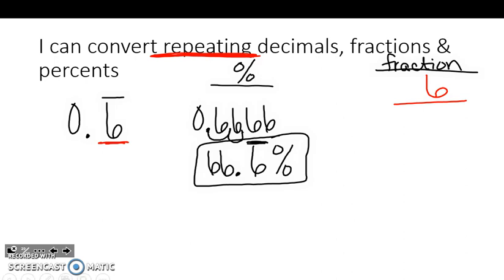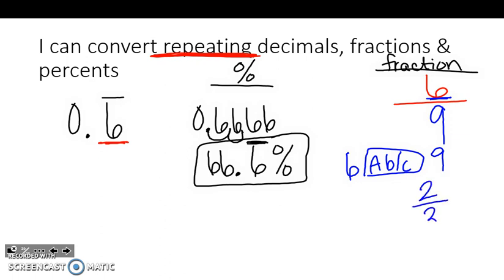So the same process applies. You're going to put as many 9s as there are digits on top. So since I only have 1 digit on top of the fraction, I only need 1 9 on the bottom of the fraction. And then your process still has to be the same on simplifying. So you're going to type in 6, hit that ABC button, type in 9, and hit enter. So 6 over 9 simplifies to 2 over 3.